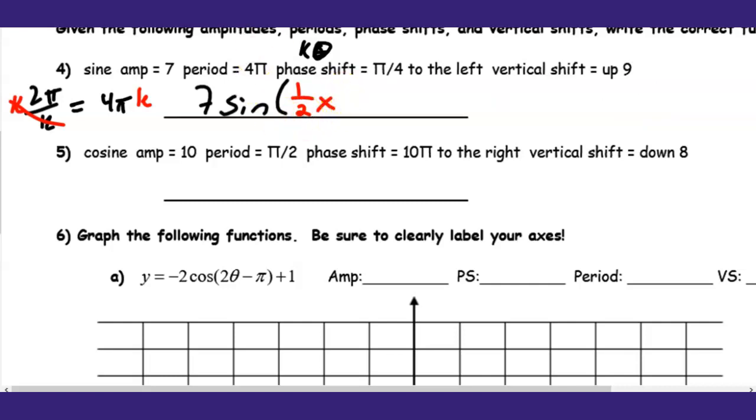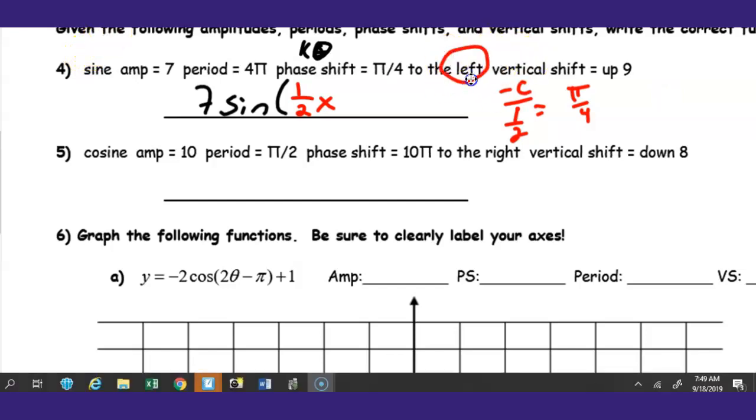All right, and next we got to find the phase shift. The phase shift is pi over 4. Well, all right, again, remember negative c over k, right? And it equals, they told us, pi over 4. And the thing you can run into right here is you got to respect this. They told us that it moved left. So negative. It moved left pi over 4.